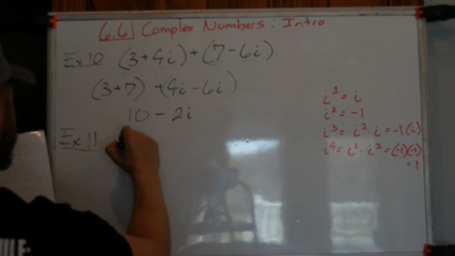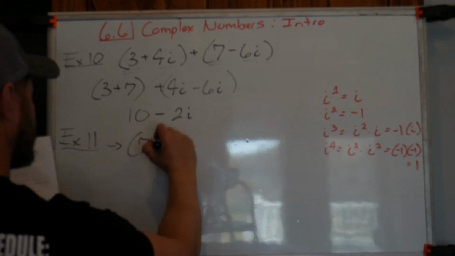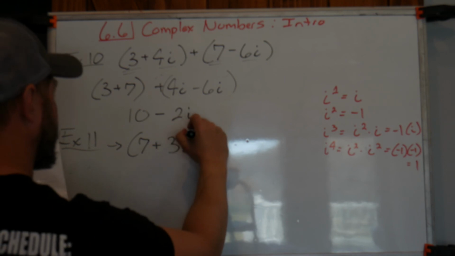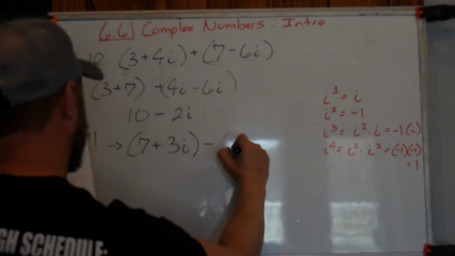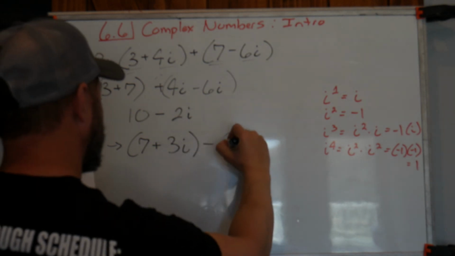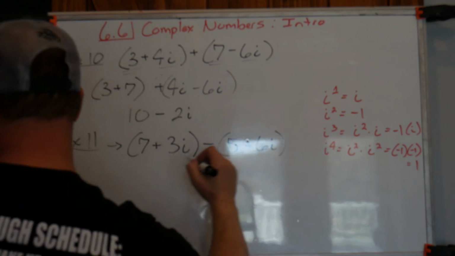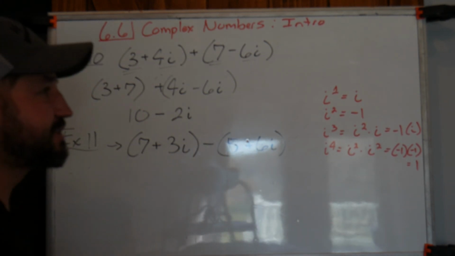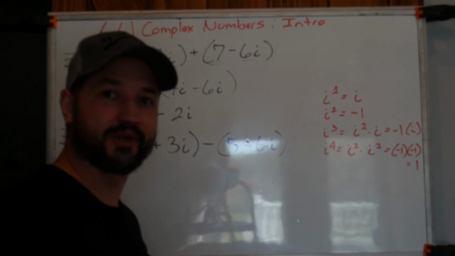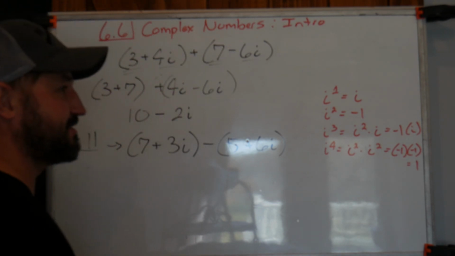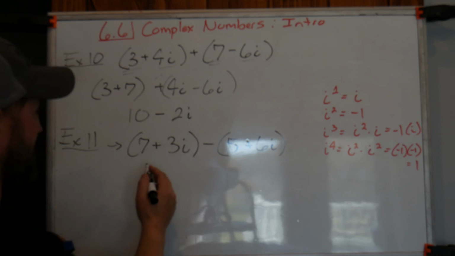Example 11, we have a 7 plus 3i minus 5 plus 6i. Okay, there's advantages to working from home and disadvantages to working from home. My disadvantage is having 3 kids running around banging at the door.